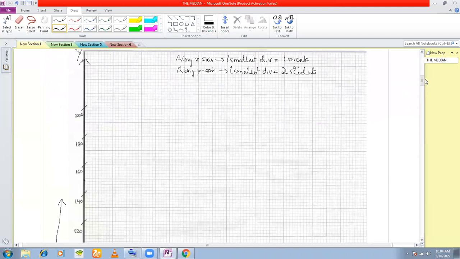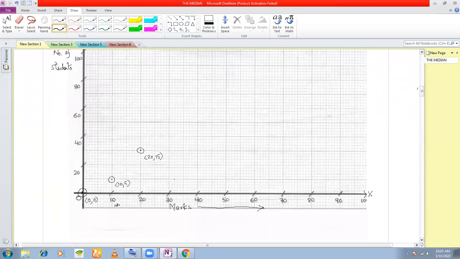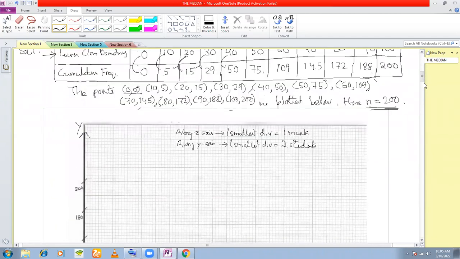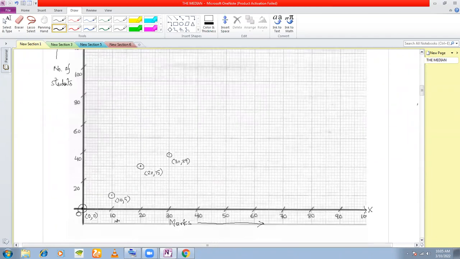Okay. Next point is 30, 29. So you have 30 and you have 29 here, just below 30. You have 30, 29. Next point is 40, 50. So you have 40 here and you move vertically above. So halfway between 40 and 60 will be your 50. 40 and 50.